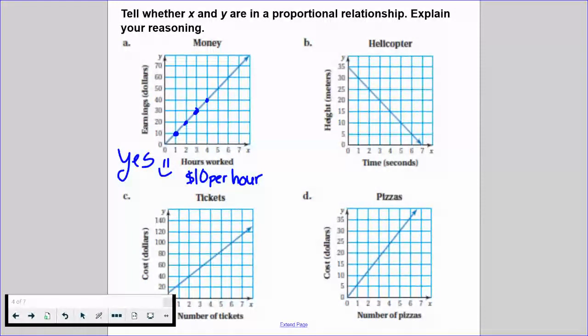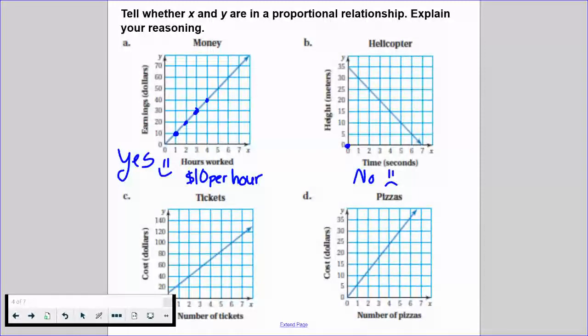Awesome. Let's go over to part B. We're talking about helicopters. We're talking about height in meters as our y-axis and time in seconds as our x-axis. Does this represent a proportional relationship? No, it does not, because it does not go through the origin. It would have to go through the origin, and it doesn't. Remember, the origin is 0, 0. It doesn't go through the origin, so it's not a proportional relationship.